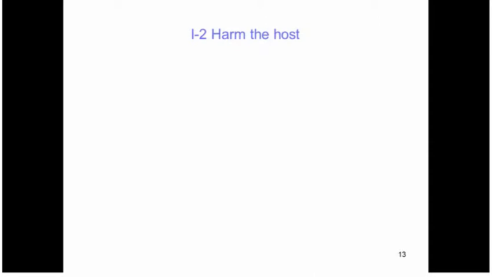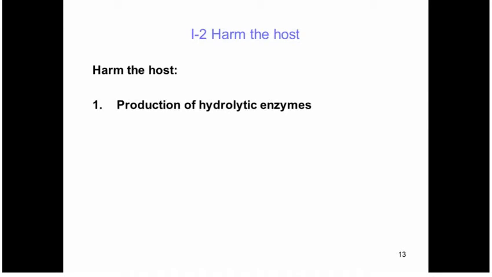And finally, damaging the host. Okay, so in order to provoke pathology, pathogens have got to actively harm the host. So two types of process here. One is producing hydrolytic enzymes, and this is also to do with invasion.